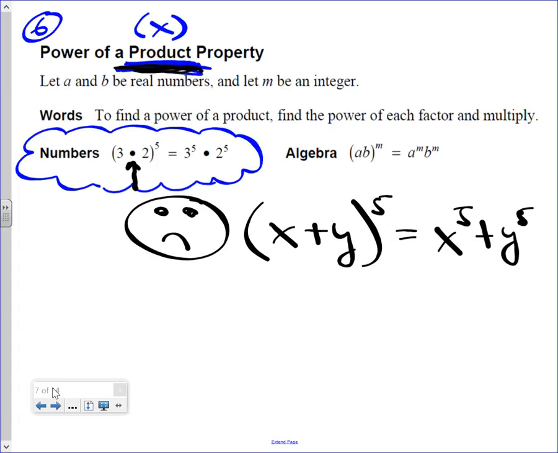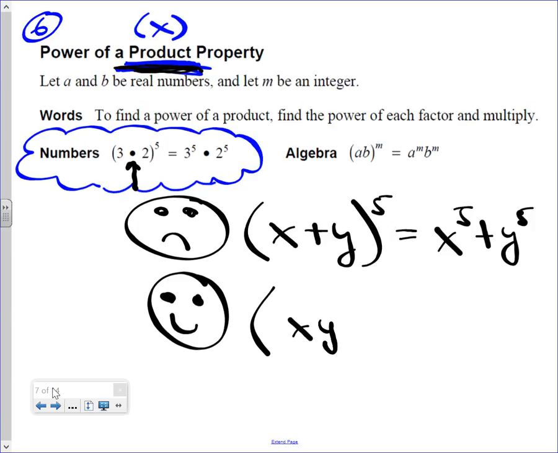Exactly. So let's do a happy face underneath that. Do a little happy face. This is what you do. If in the parentheses it was multiplication like x times y to the 5th power, then we're in business. We can go ahead and do it now. This rule only is applicable to multiplication, the product. So what does that become? Well, that's x to the 5th, y to the 5th. This is how the rule is applied because we're multiplying.